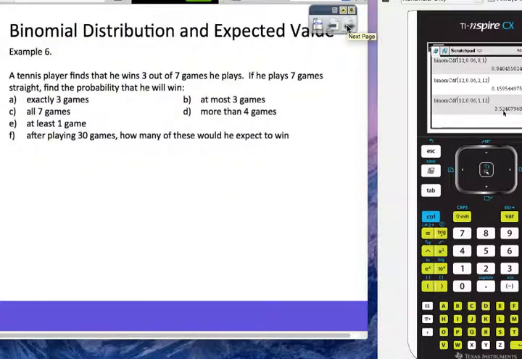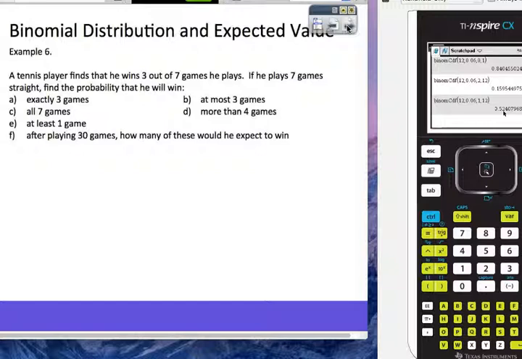And the last question here, just a few more distribution type questions in a word format. Tennis player finds that he wins 3 out of 7 games he plays. If he plays 7 games straight, find the probability he will win exactly 3 games.